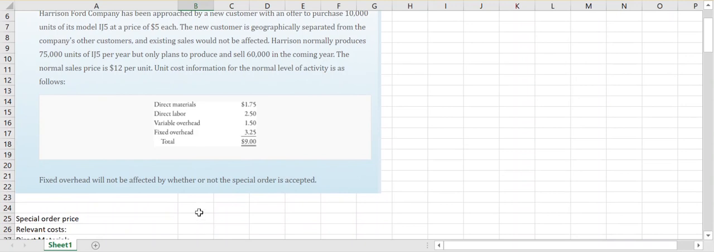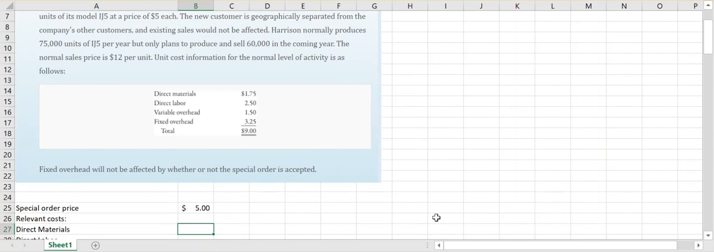So that first relevant cost is the price that this company is offering us for this special order. So they're offering us $5 for each one of these 10,000 items of IJ5. We normally sell it for $12 per unit, but the good thing that they've noted here is that we do have excess capacity. It's in no way affecting our existing sales. We don't have to stop selling to our normal customers in order to accept this special order. We normally produce 75,000, we only plan to produce 60,000, so we do have the excess capacity to take on that additional 10,000 units in this special order.